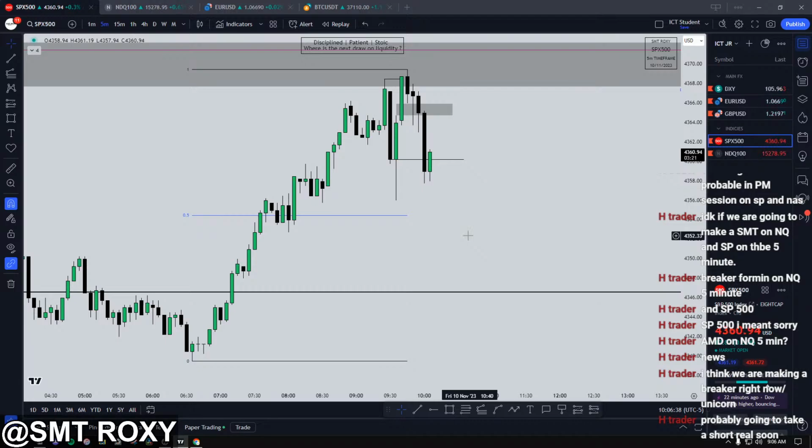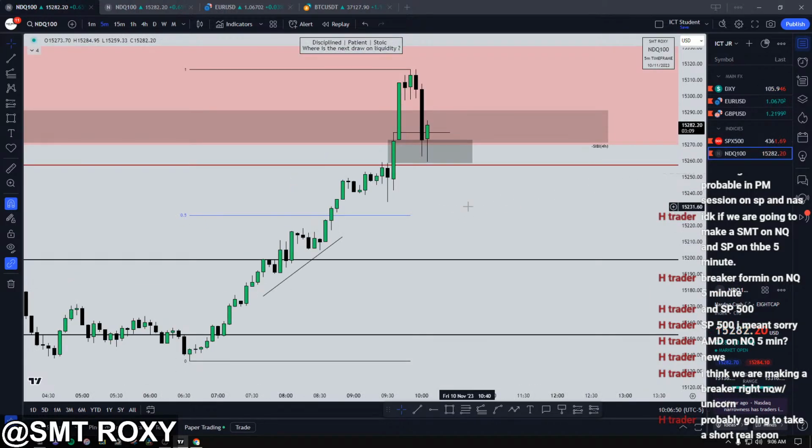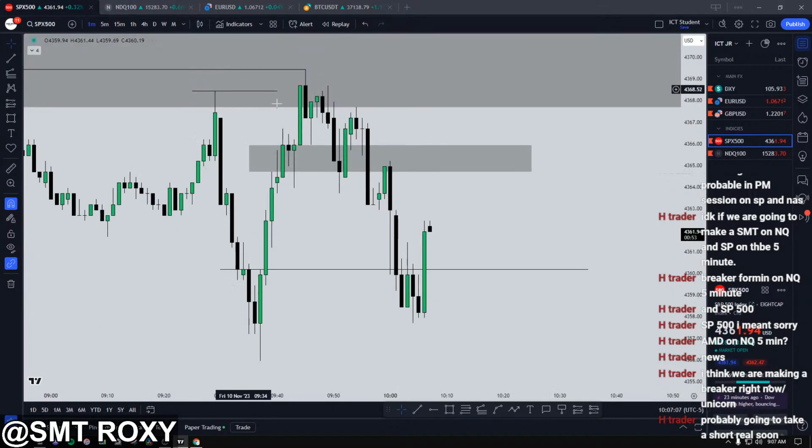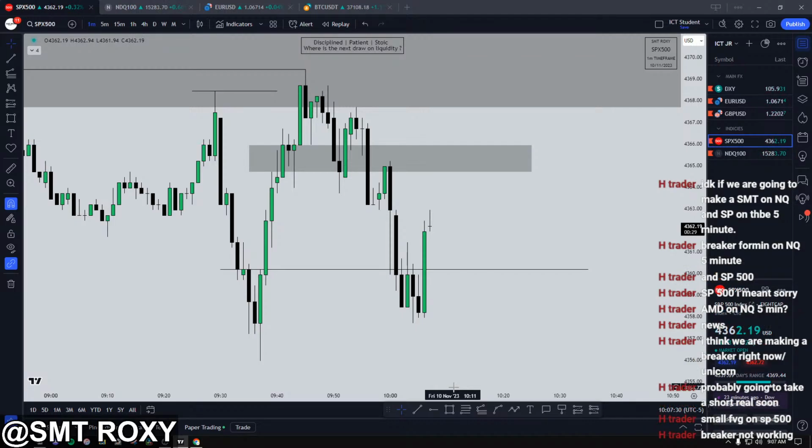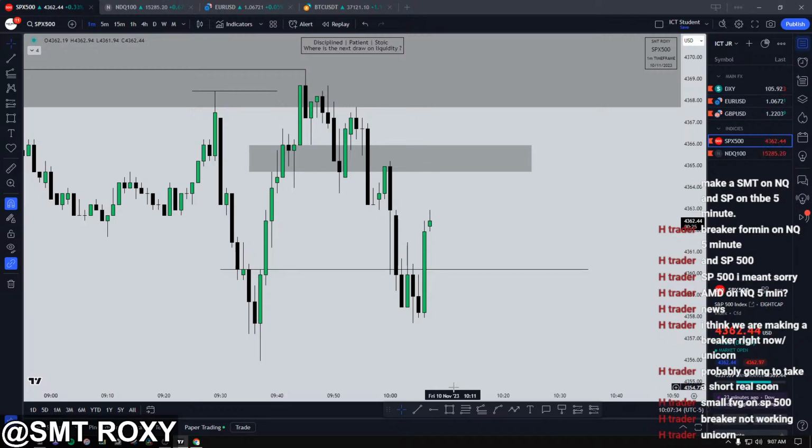There we go. There we go. I want to see this one. This one right here, come on. Just respecting that breaker down there. Small fair value gap on SPX. Where is it at? Right here. Alright, oh, this one right here, yeah. Probably come and tap up into that. Beautiful delivery today, honestly. It's a Friday though, so you gotta be very cautious too.